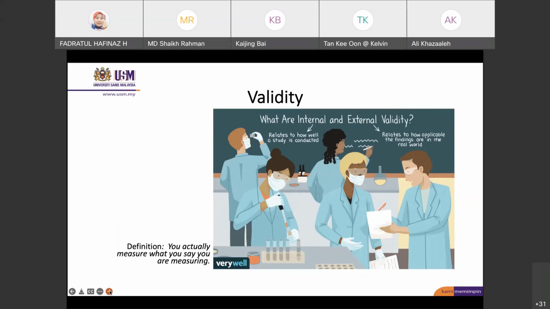Another component of science is the validity. It can be defined as you actually measure what you say you are measuring.